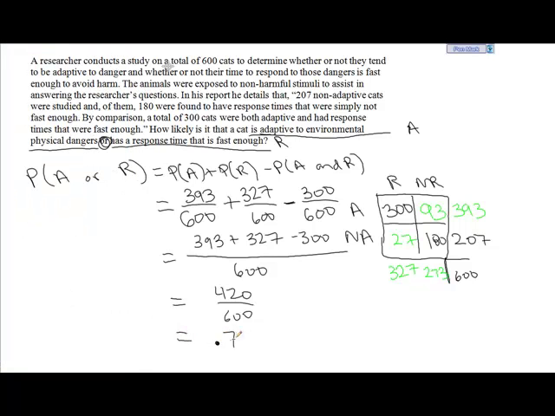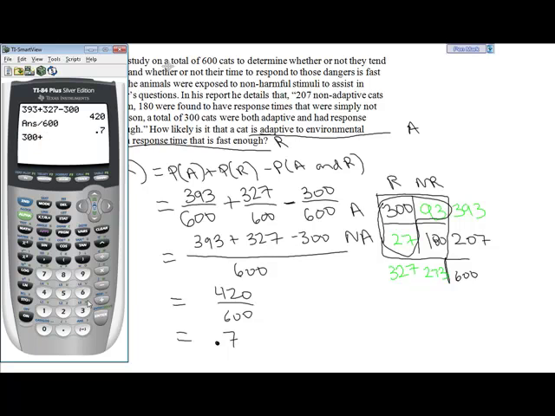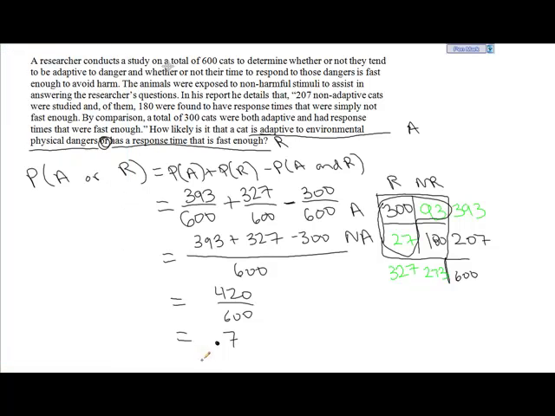All right, excellent. Alternatively, the reason I put this all into one fraction is, where does a cat qualify as adaptive or responsive? That's where they're adaptive alone, responsive alone, or both adaptive and responsive. So here's adaptive alone, here's responsive alone, and here's both adaptive and responsive. So it's just the total of these three right here. Keep in mind what we did is we added the total here plus the total here, so we double counted this 300 and had to subtract it out once. If we had just added 300 plus 93 plus 27, we should still get 420, which we do. So our answer is 70% of cats are adaptive to environmental physical dangers or have a response time that is fast enough.